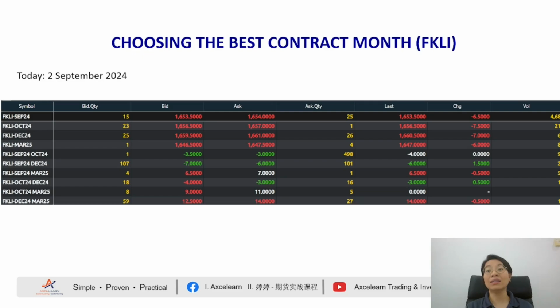If today is only 2nd of September, can I trade next year, March 2025 FKLI contract? The answer is yes. Now, based on the second key factor that you understand, which is the rollover cost. Let's say, for example, according to your trading strategies, you're going to hold on to this contract and you believe that FBM KLCI is going to be a major uptrend. You're going to hold for a very long term, let's say 1 year, 2 years, or even more than that, 3 years. Then definitely, even though today is September contract month, you can trade the March 2025 contract month.